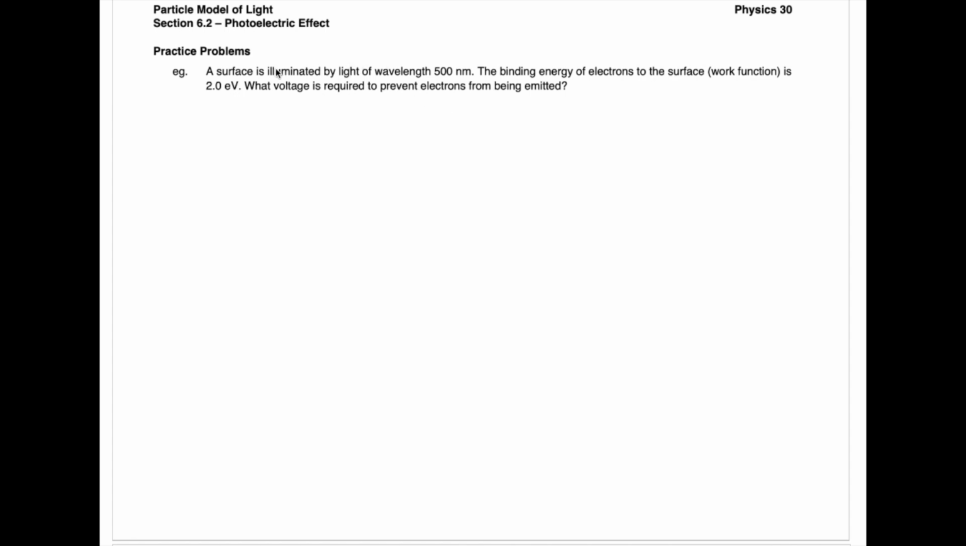For this one here, we have a surface being illuminated with light of 500 nanometers. So that's going to be the energy of the photons. We have a binding energy for the electrons. Now, binding energy is just the work function, so that's going to be 2 electron volts. And remember, those can show up in electron volts or in joules. And we're looking for what voltage is going to be required. So it's going to be a stopping voltage to prevent those electrons from being emitted.